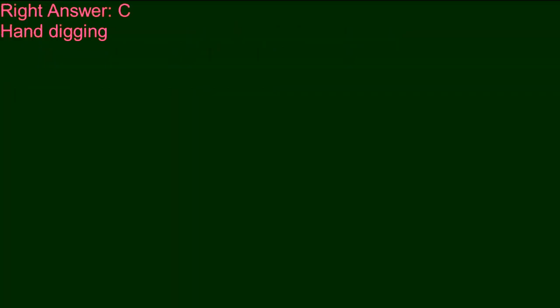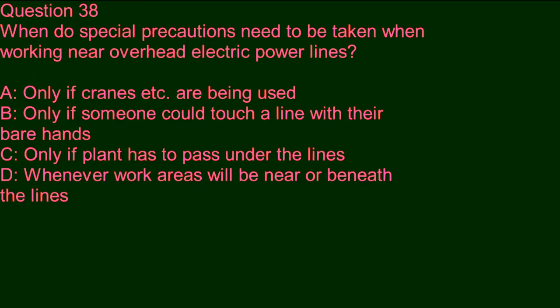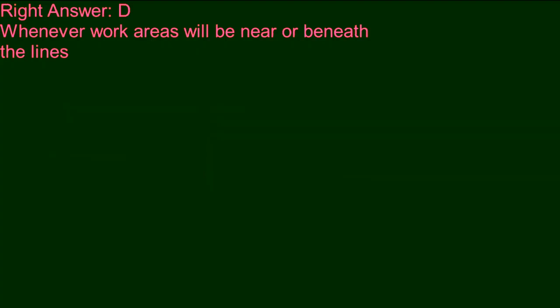Hand digging. Question 38. When do special precautions need to be taken when working near overhead electric power lines? A. Only if cranes etc. are being used. B. Only if someone could touch a line with their bare hands. C. Only if plant has to pass under the lines. D. Whenever work areas will be near or beneath the lines. Right answer, D. Whenever work areas will be near or beneath the lines.